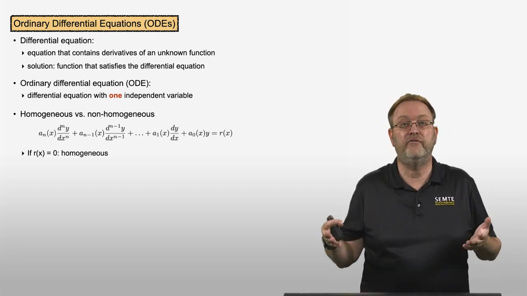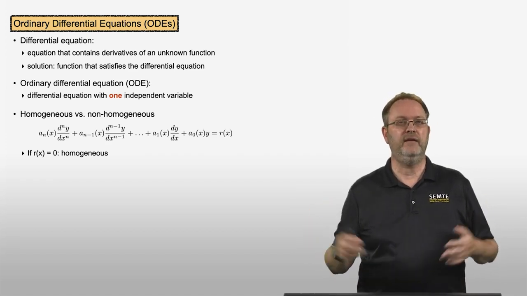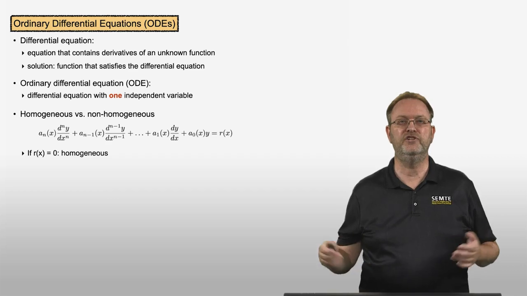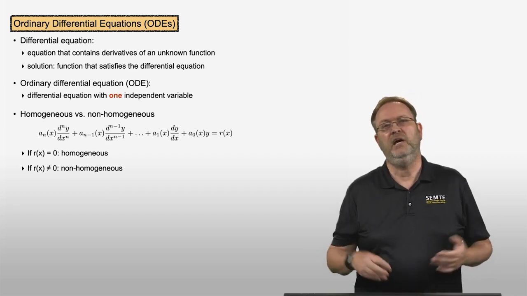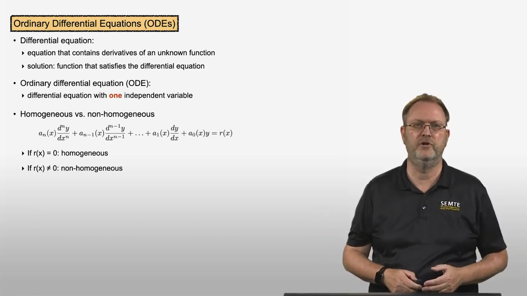Now, if r of x, this right-hand side, is equal to 0, then we'll call this ODE a homogeneous ODE. And if this r of x is not always equal to 0, then this would be a non-homogeneous ODE.